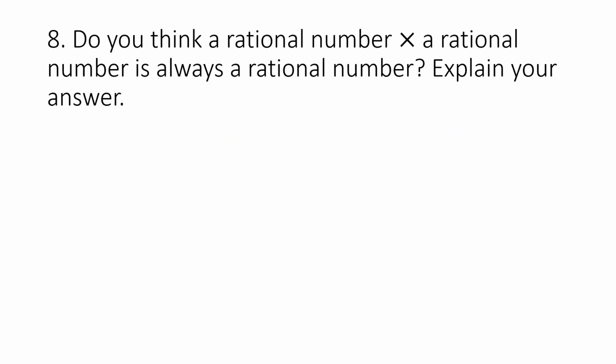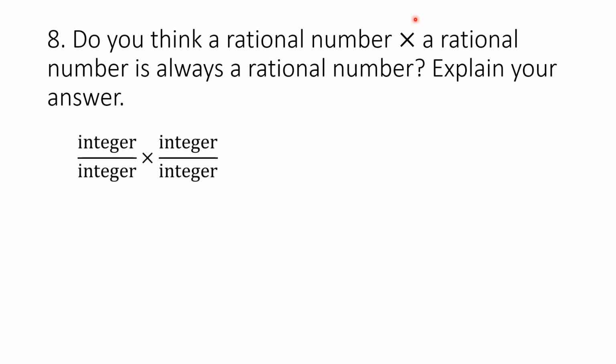All right, and then just sort of generalizing that last problem, do you think that a rational number times a rational number is always a rational number? Explain your answer. To give you some guidance on this one, think about that a rational number times a rational number. You could rewrite that as an integer over an integer times an integer over an integer. So what do you think is going to happen when you multiply an integer times an integer?